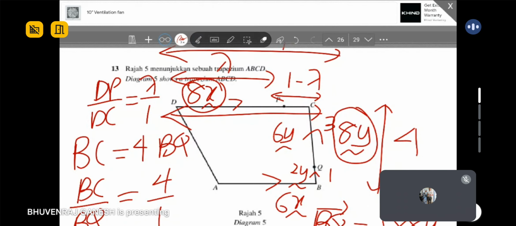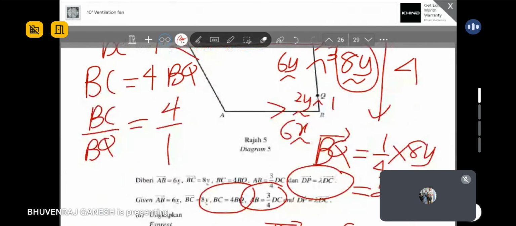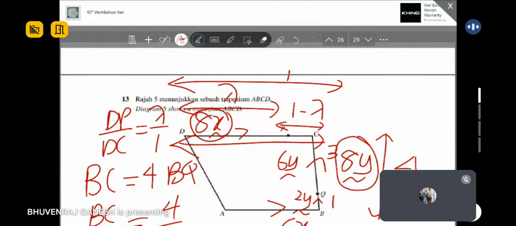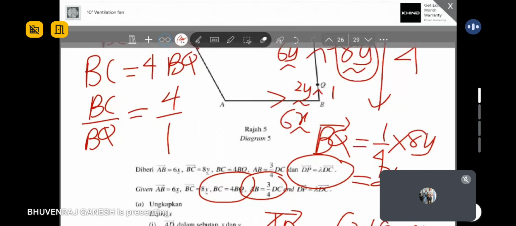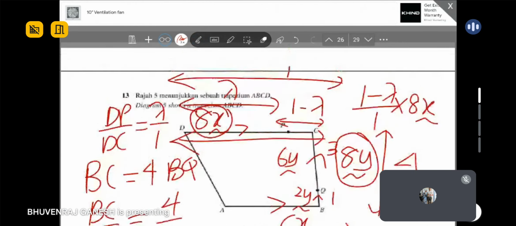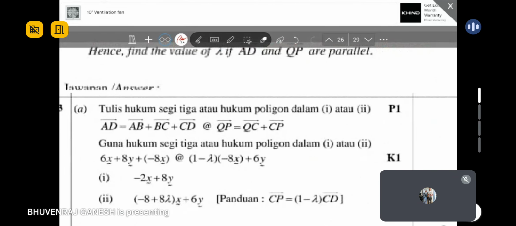So QP equal to QC plus CP, which is 1 minus lambda. Okay, but you must write it in the form of a ratio. So CP will basically be, let me see, 1 minus lambda over 1, 1 minus lambda divided by the total, times DC. So what is the DC vector? DC vector is 8x. Am I right? We found 8x just now. So you just use the vector, add both, and you will get the answer like this.